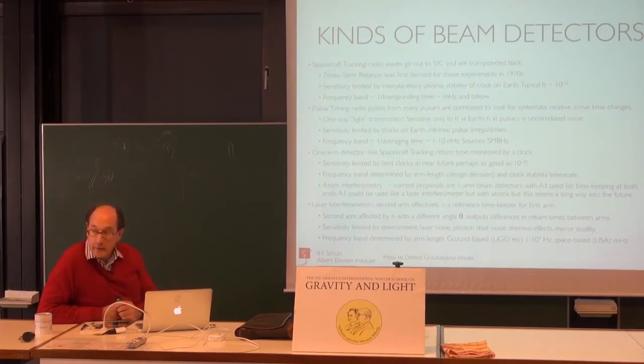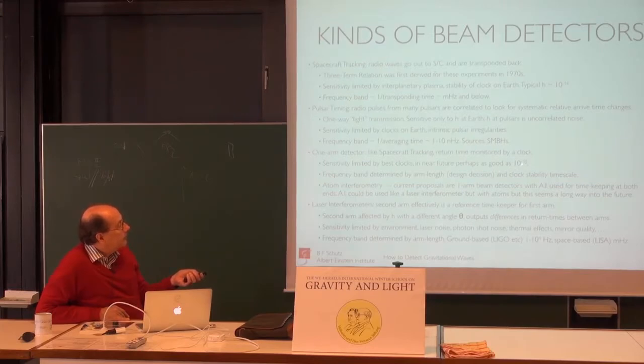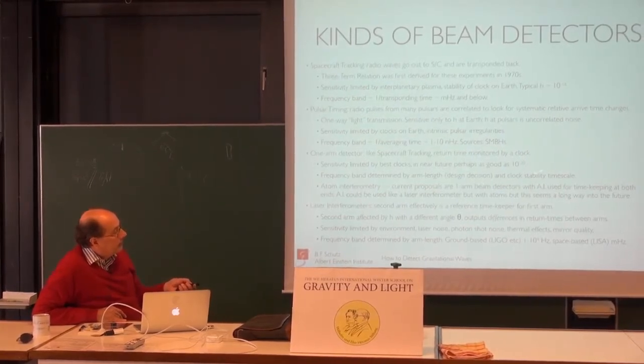But 10 to the minus 20 isn't good enough to get to the kinds of sensitivity levels that we need for ground-based detection in the kilohertz band. And so that's why we don't have just one-arm detectors with good clocks. We just don't have clocks good enough. As soon as the clocks get good enough, we may do that. But at the moment, we need interferometers, and I'll come back to interferometers. But in principle, you could use a one-arm detector with a clock. If you had one, the frequency band would be determined by the arm length. The time up and down would be a sort of sampling time, and also by the clock stability timescale.